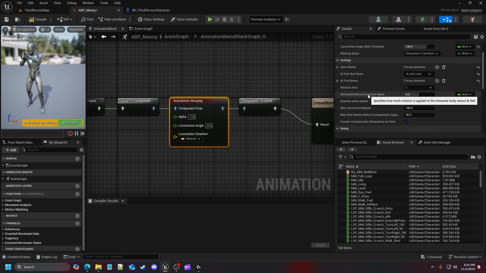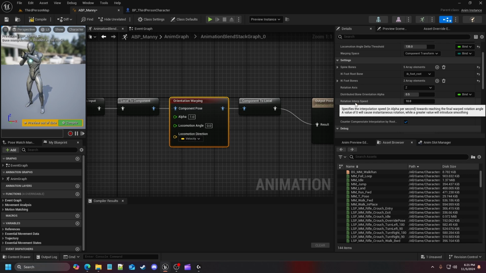Then we have the rotation interp speed, and we have this set to 10. What this is doing is setting the speed of rotation interpolation. So a value of 10 means moderate adjustment speed, smoothing out turns without sudden or jerky movements.